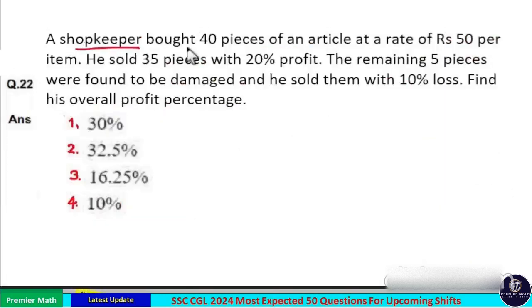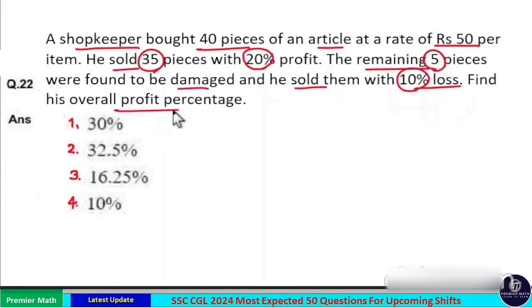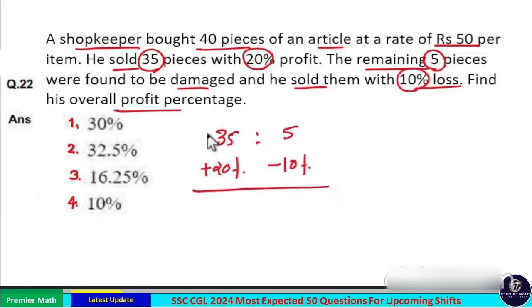Height of building is. A shopkeeper bought 40 pieces of an article at a rate of rupees 50 per item. He sold 35 pieces with 20% profit. The remaining 5 pieces were found to be damaged and he sold them with 10% loss. Find his overall profit percentage. Here out of these 40 pieces, 35 pieces he sold at 20% profit and remaining 5 pieces he sold at 10% loss.